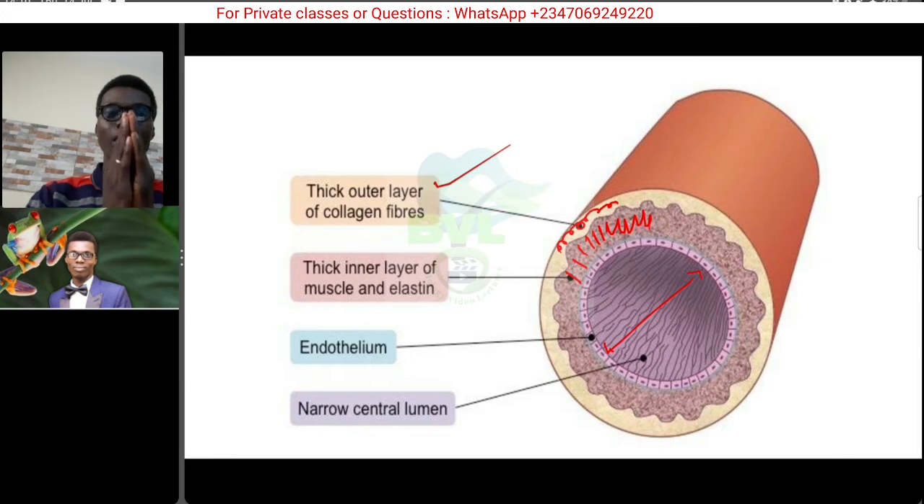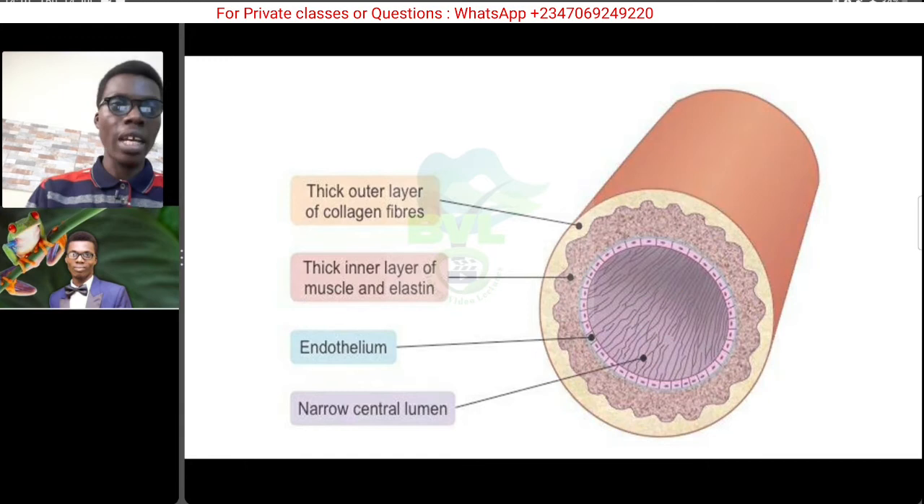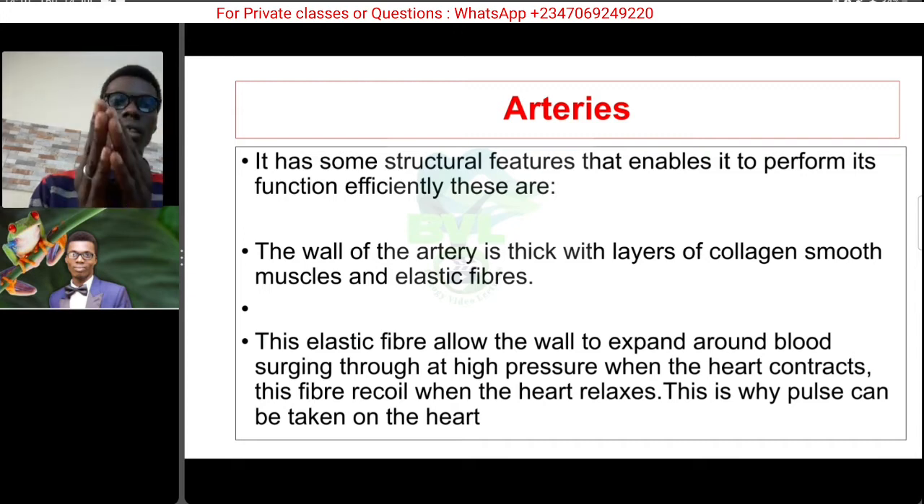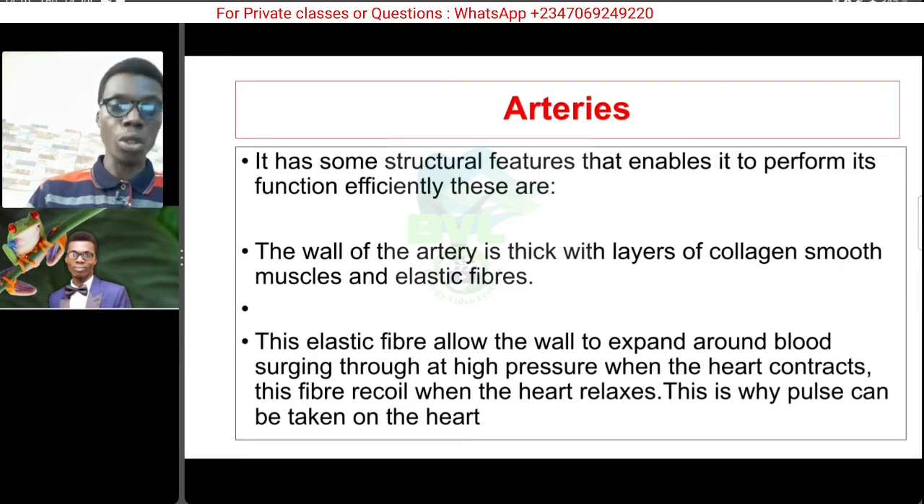So as blood moves through the artery, it expands. I'm going to show you that. In fact, you're going to know how we're able to get the pulse. This elastic fiber allows the wall to expand around blood surging through at high pressure when the heart contracts. So every time the heart contracts, the artery expands. It's not totally collapsed, but it gets bigger every now and then. I'm going to show you something to show you that right now. So this is why pulse can be taken from the heart through arteries.